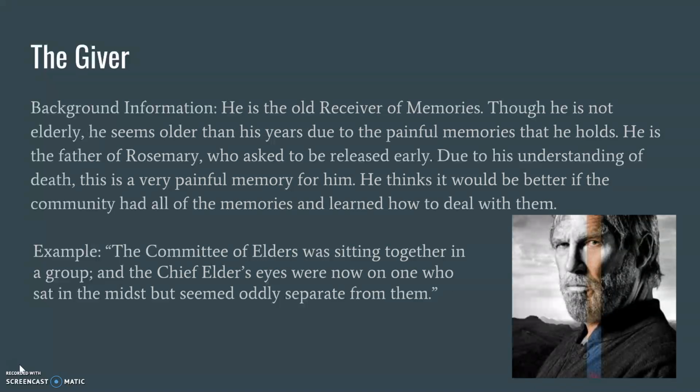An example here that you can read into for characterization, this is kind of indirect characterization, says, "The committee of elders was sitting together in a group, and the chief elder's eyes were now on one who sat in the midst, but seemed oddly separate from them." You could also argue that this is direct characterization because it says that he is separate, but it's from the actions of the others that you get this person's personality. You get a sense that he's separate from others. He's different. You can also think of the scenes he shares with Jonas when he talks about Rosemary and shares his ideas, and you can really get a sense of who the Giver is in these moments.